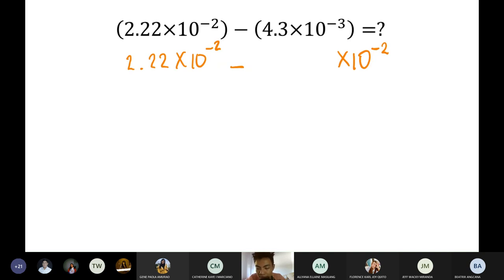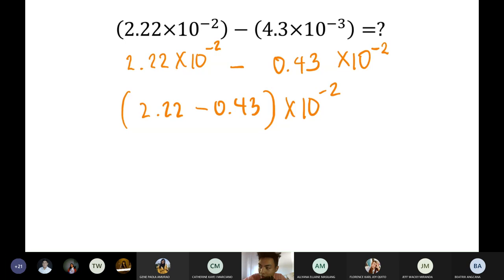Okay, so this will be written as 0.43. And so now since we have the same exponents, you just copy that and then you subtract your coefficients now. Ito, kailangan ko na ng calculator dyan. Hindi ako na i-mental. 2.10.